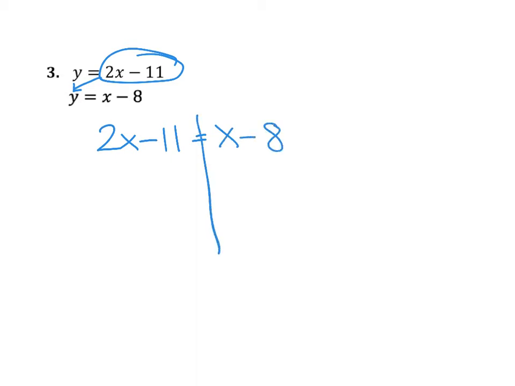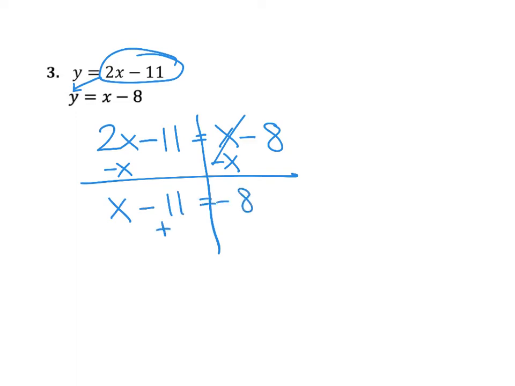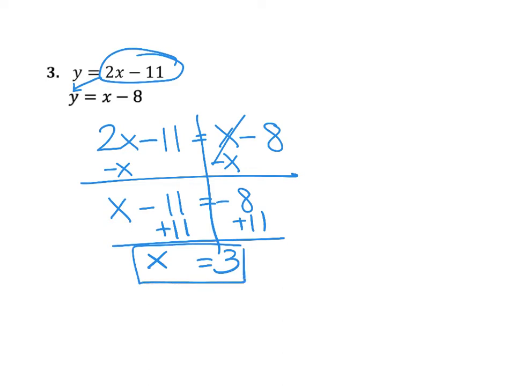All right, so let's simplify. Remember, start with your variables first. So I have x minus 11 is equal to -8. I'm going to add my 11. And we have x is equal to 3. All right, so we've got our x.